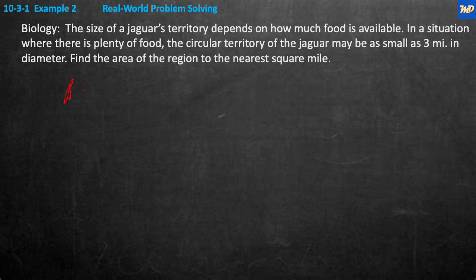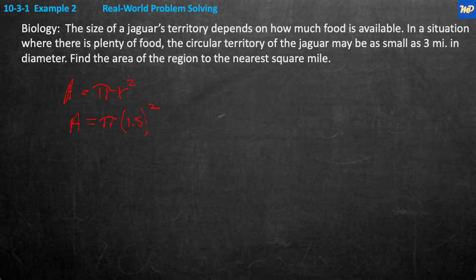The area of this circle is equal to what? Pi r square. And we know that the territory is 3 miles in diameter. So then we know that A is equal to pi times what? A half of 3 is 1.5. That's the radius, miles square.